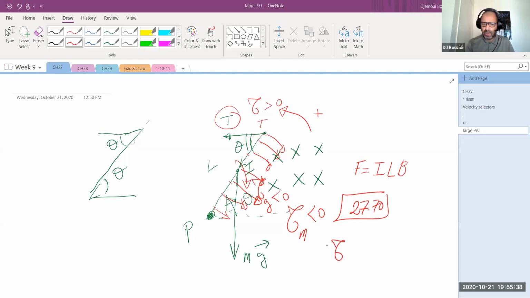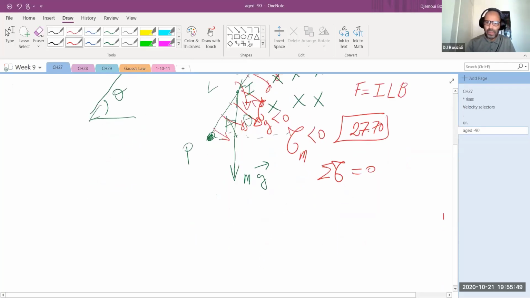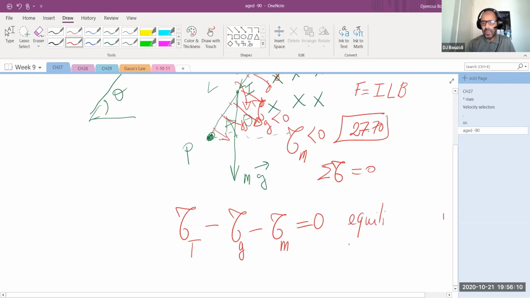I'm going to say the sum of the torques is equal to 0. This should be good enough for me to find the condition on this tension. So what I'm saying here is the torque of the tension, minus the torque of gravity, minus the torque due to the magnetic field, must be equal to 0 for this one to be in equilibrium. This is from physics 4A.